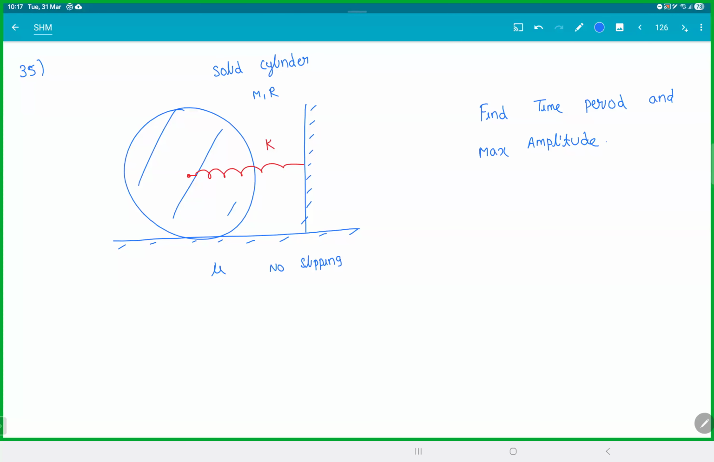Try. I'll give you another minute and then I'll show you one model. Let's see.